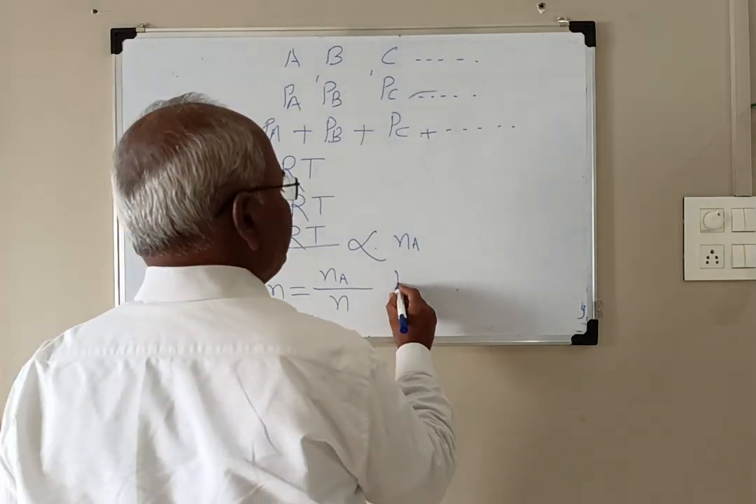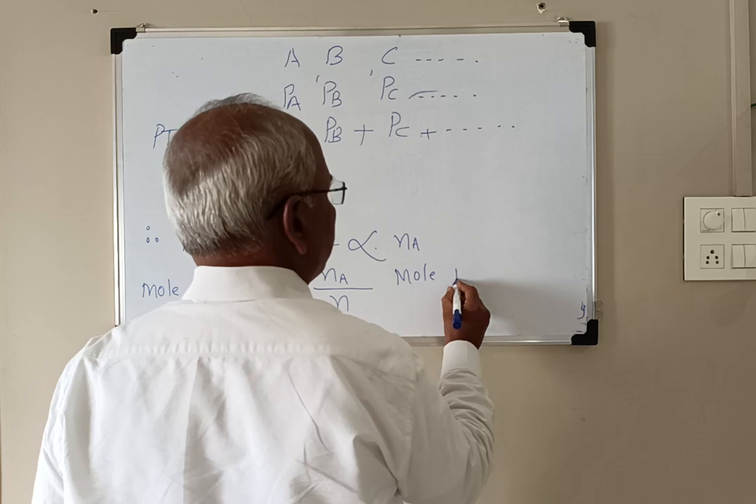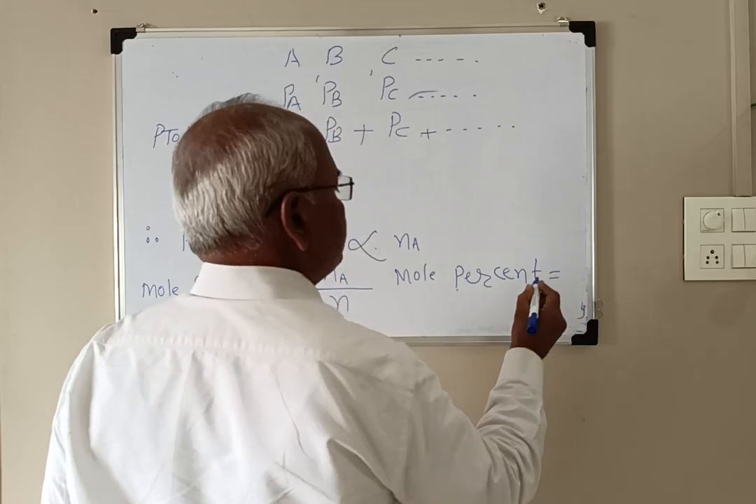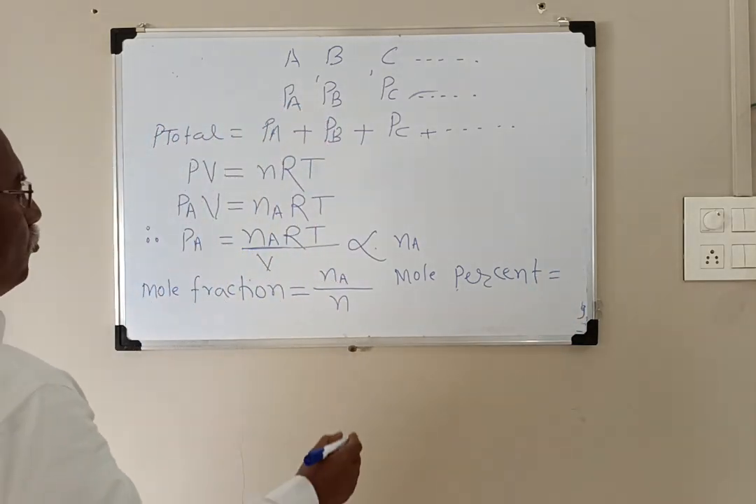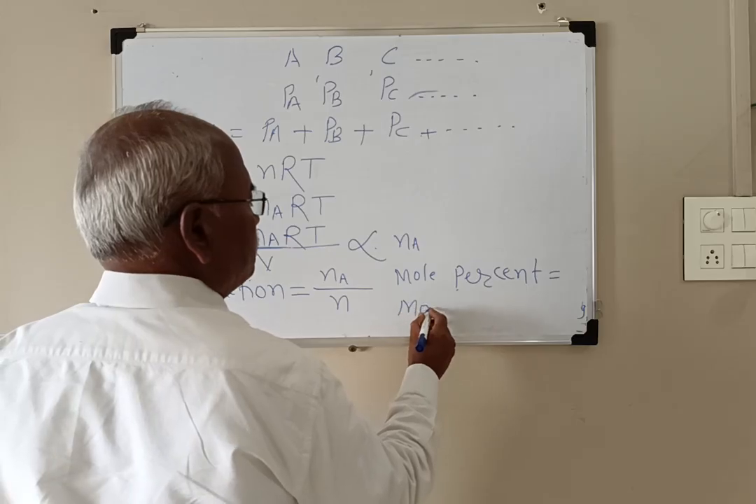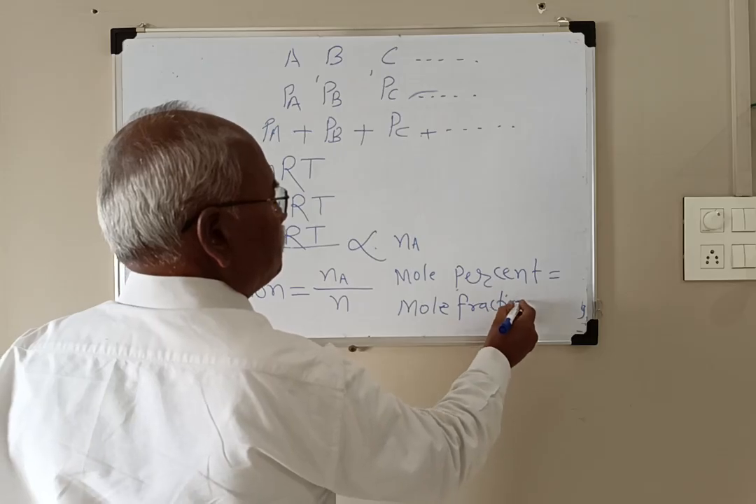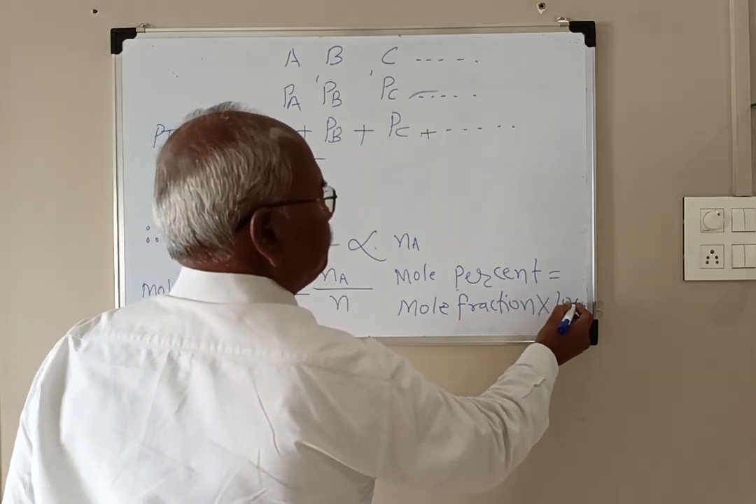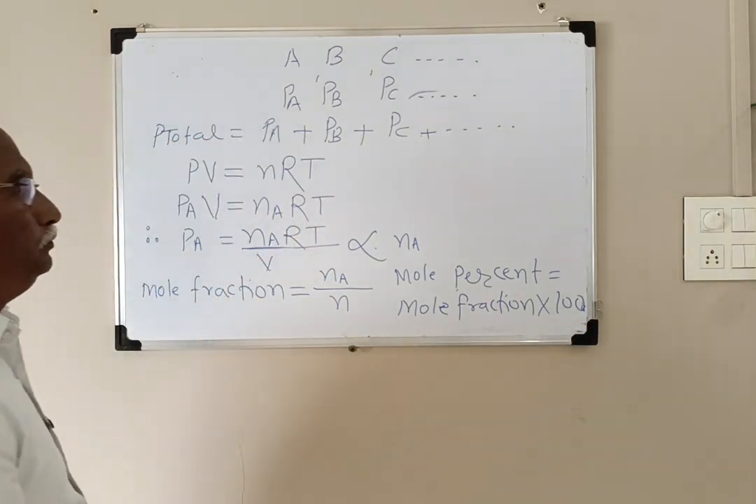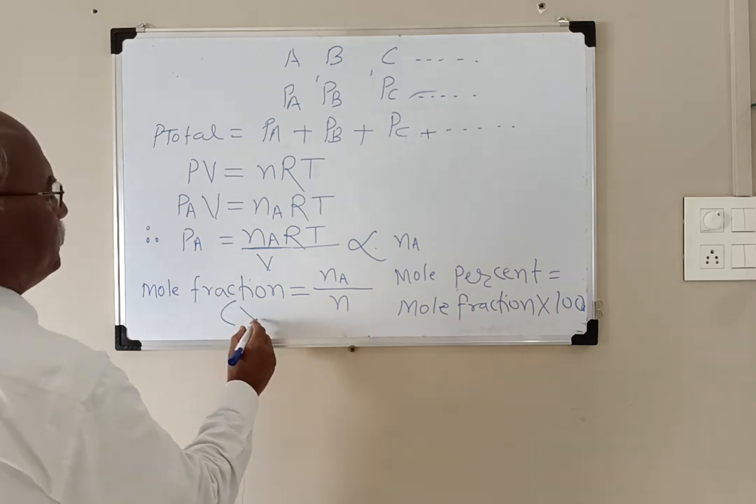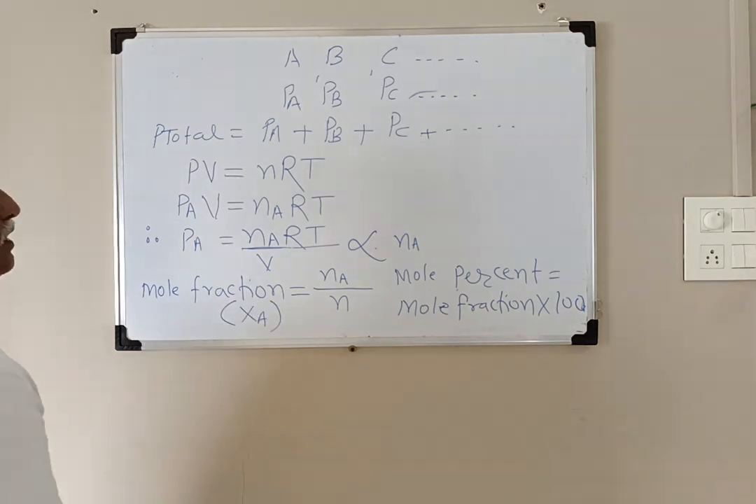Then mole percentage, or mole percent, is equal to mole fraction into 100. Mole percent is equal to mole fraction into 100. Sometimes this mole fraction is denoted like this, XA.